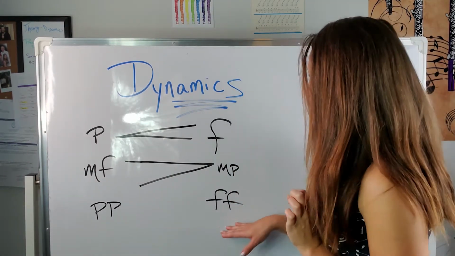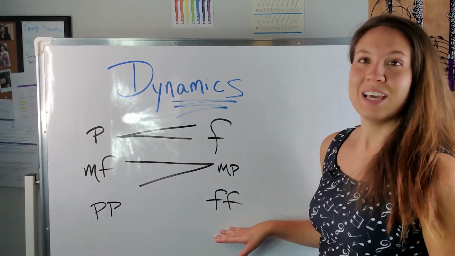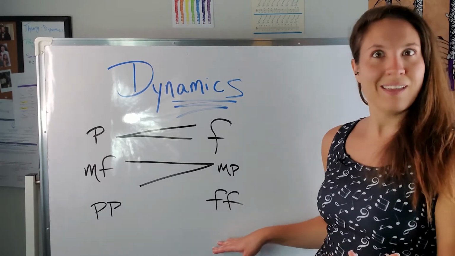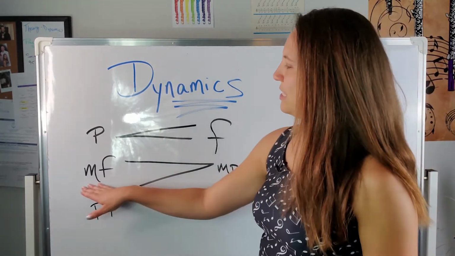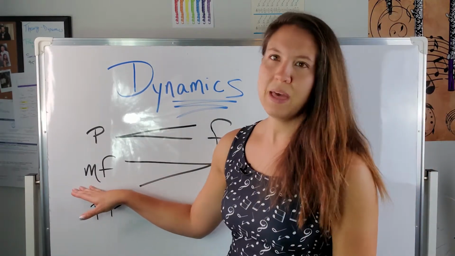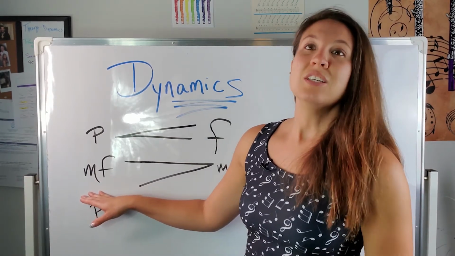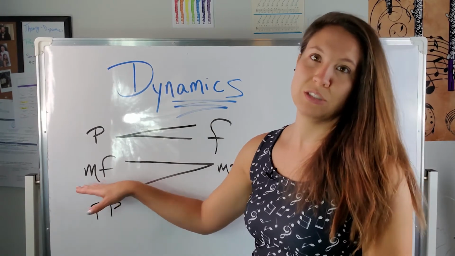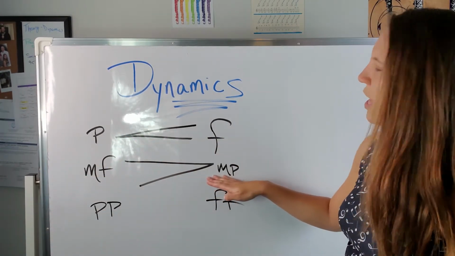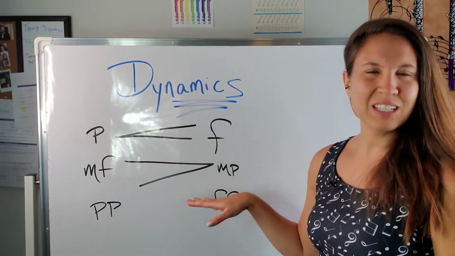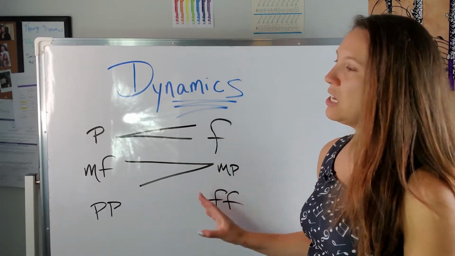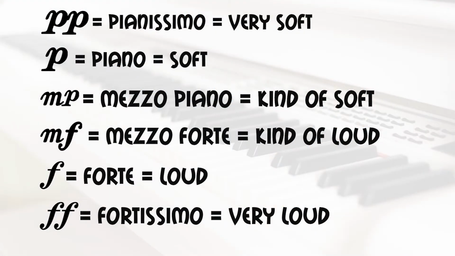And then on the flip side, we have fortissimo, which has the 2 F's. It has the same rule. The more F's, the louder it gets. And then we have these ones that have M in front of them. So MF is mezzo forte. And mezzo means kind of. So here we have kind of loud, mezzo forte. And on the flip side, we have mezzo piano, so kind of quiet. So when you're rearranging these in order, it would go pianissimo, piano, mezzo piano, mezzo forte, forte, and fortissimo.